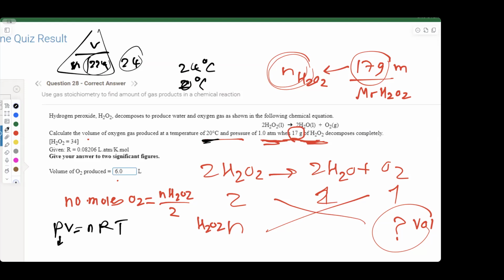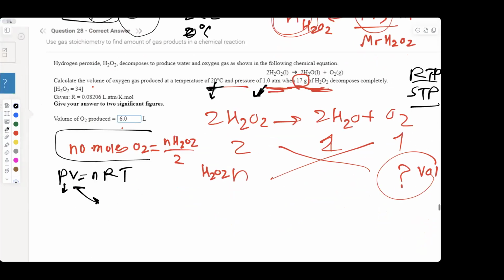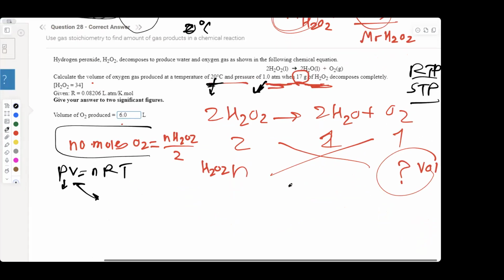What is the pressure? He has given the pressure. What is the temperature? Here is the temperature. What is R? What is the number of moles? We have the number of moles. Then I can find the volume. Okay, don't use these two unless he said RTP or STP or gave their conditions. Otherwise, you can use PV equal to nRT only.